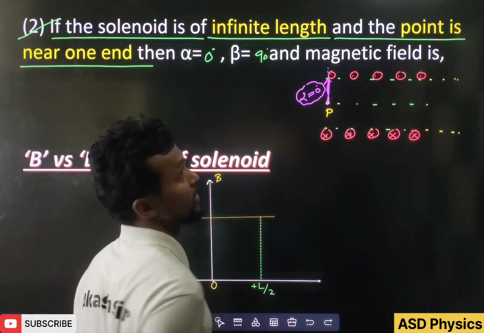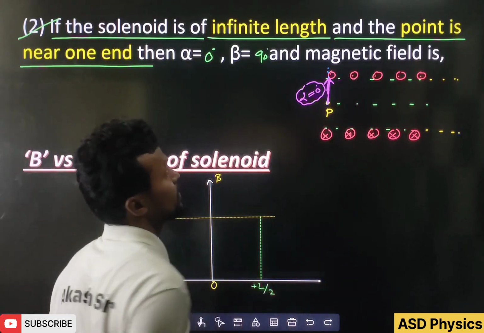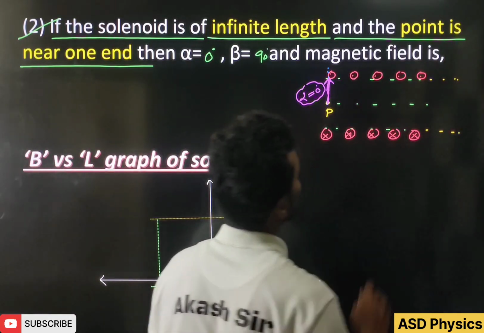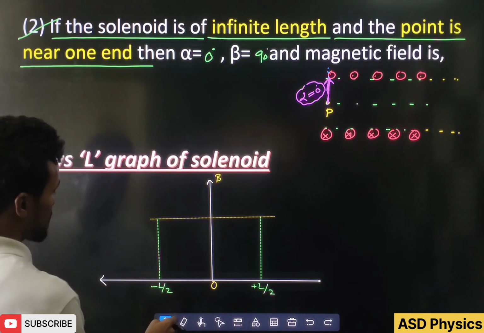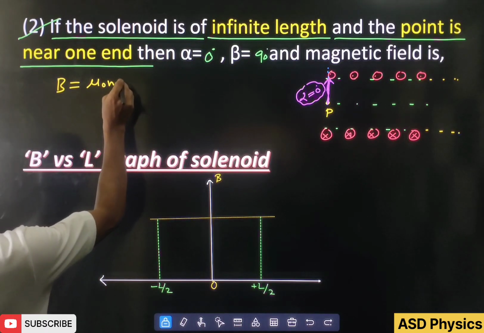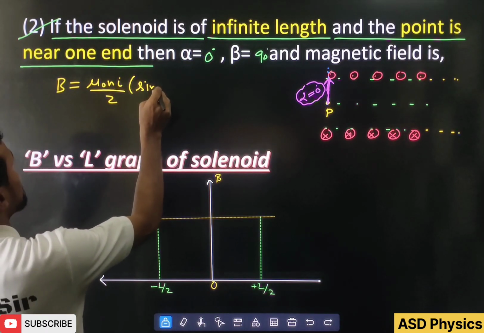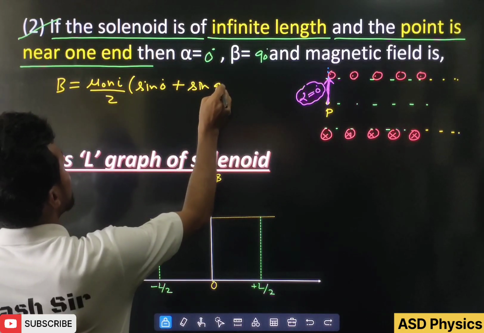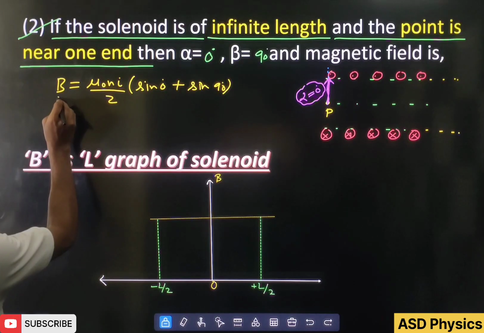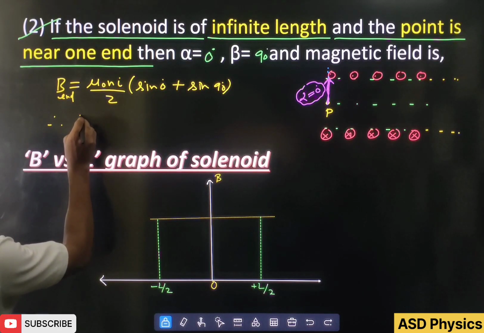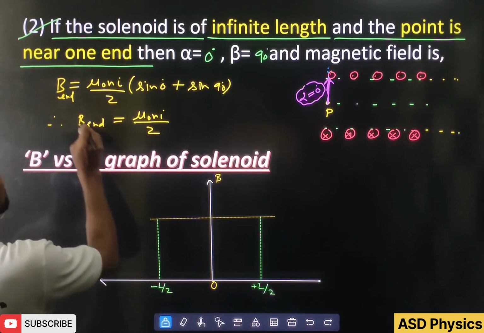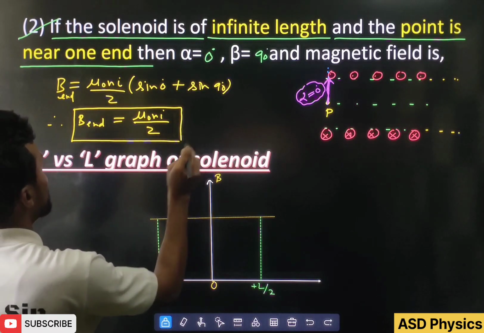I hope this is very clear. Alpha will keep on decreasing and then become 0, and on this side beta is infinite. So in this situation, students, the magnetic field B is given by mu naught Ni by 2 times sine 0 plus sine 90. Hence at the end of the solenoid, B end will become mu naught Ni by 2.